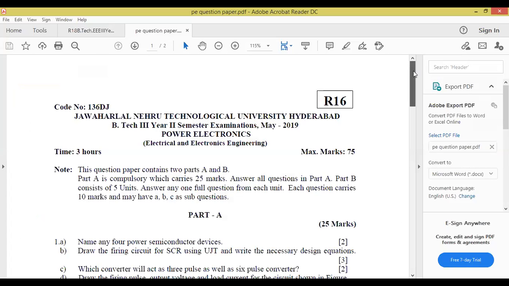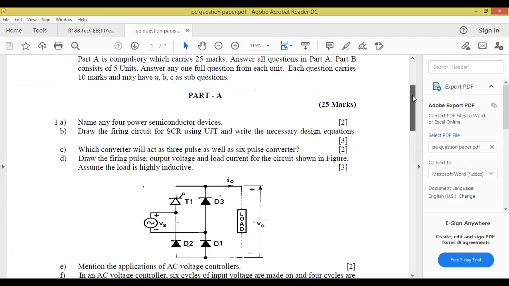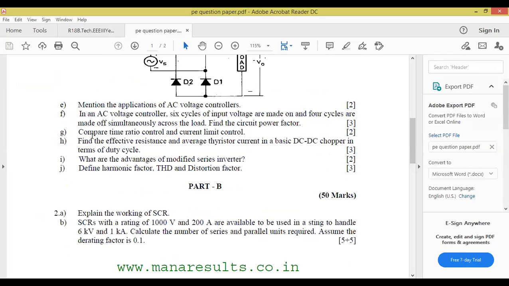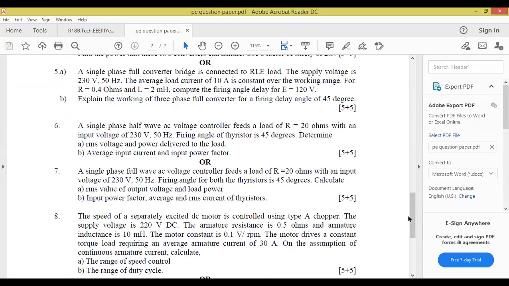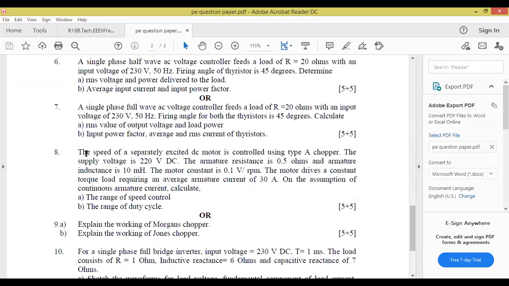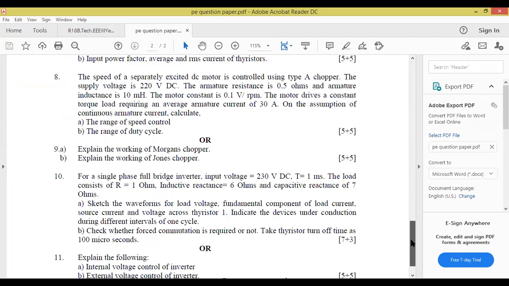Okay, first let us see one question paper. As I mentioned, from choppers, compare time ratio control and current limit control. Today we have taken the working of SCR. Let us see from choppers which question they are asking. Yes, one problem: 220 volts, the same thing, range of the duty cycle. But see what they are asking directly: Morgan's chopper and Jones chopper, which you have taken, which are very much important.